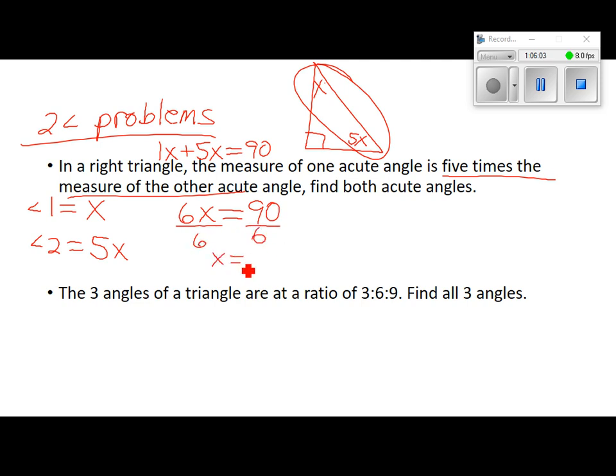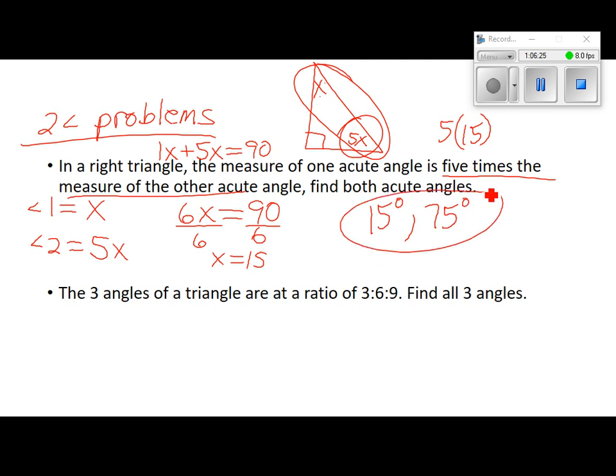What's x equal? 15. Is that our answer? No. We got to plug it in, right? So what's one of the angles? 15 degrees. And then you do 5 times what? 15. 5 times 15. Plug it in for this angle. And you get 75. Those are our two answers.